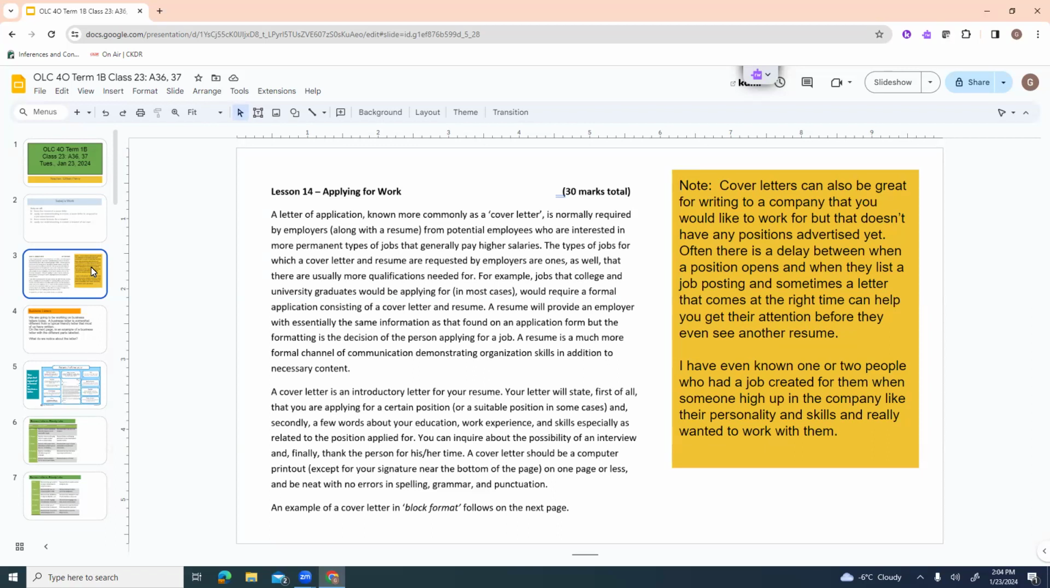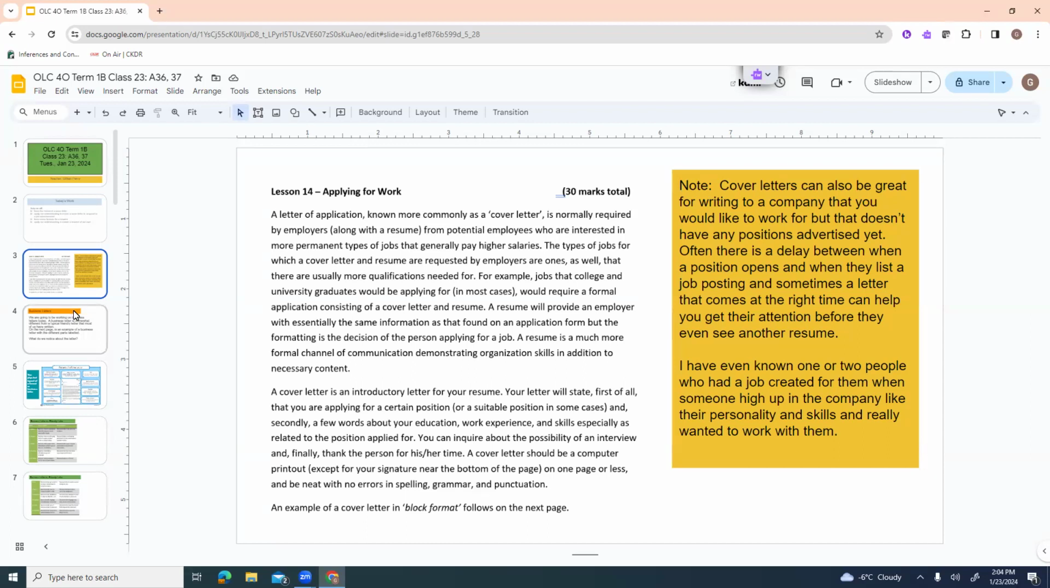I've even known one or two people who had a job especially created for them because somebody high up in the company really liked their personalities or their skills or their resume and really wanted to work with them. So they just kind of invented a job. So that is something to think about. That's going to work more with bigger companies where they have a larger budget and they can do that kind of thing. But it is something to think about if there's a company that you're like, oh, I've always wanted to work for them.